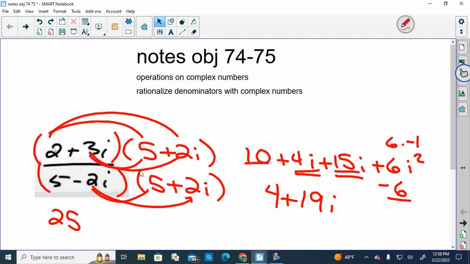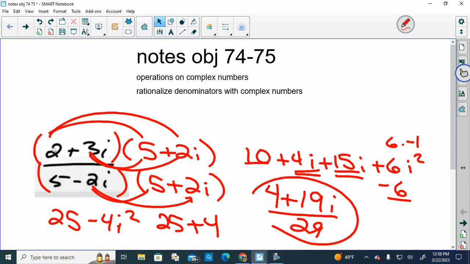So -2i times 2i is going to be a -4i squared, which means this i squared is going to change this -4 to a +4. So it's 25 plus 4, 29. Now we're done. We got rid of the imaginary number in the bottom. There's no i down there. So 4 plus 19i over 29.